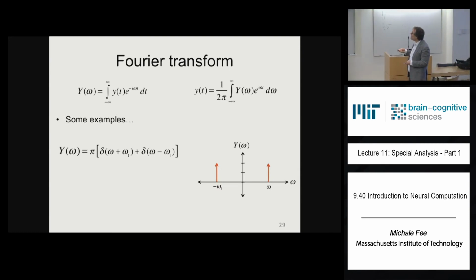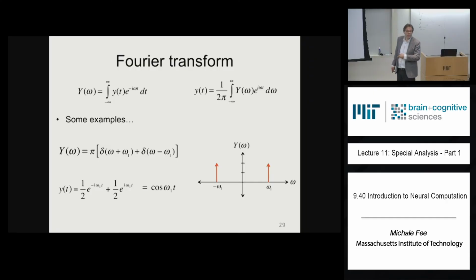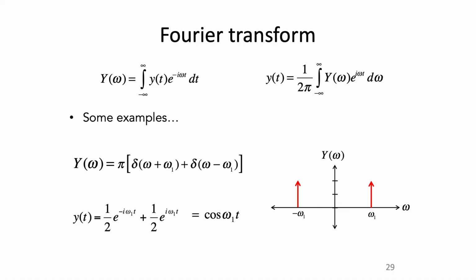All right, how about this case? This is a simple case where you have a function whose Fourier transform has a peak at omega 1 and a peak at minus omega 1. The inverse Fourier transform of that is just cosine omega 1t. Okay, so a cosine function with frequency omega 1 has two peaks, one at frequency omega 1 and another one at frequency minus omega 1.